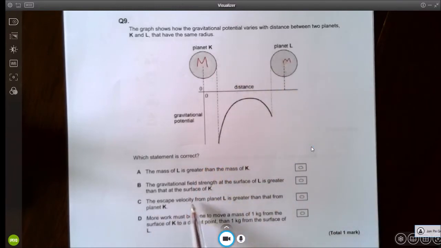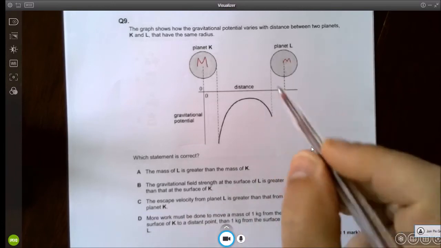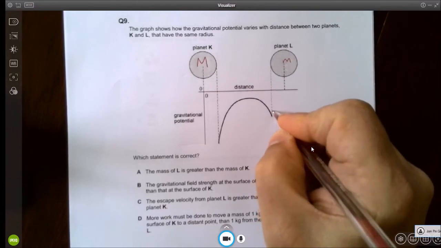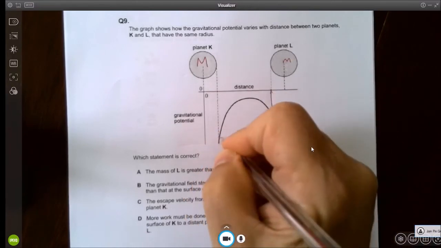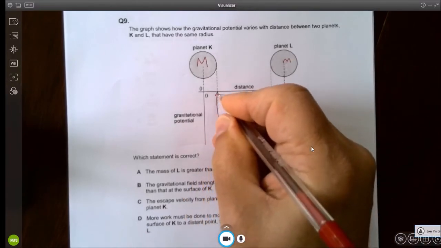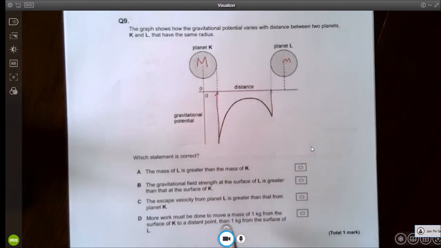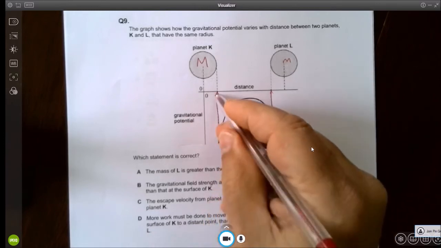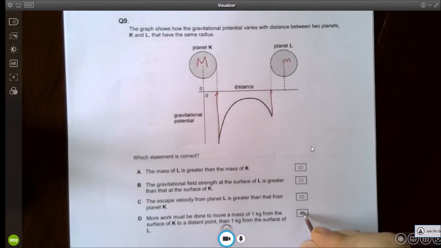The escape velocity from planet L is greater than that from planet K. Well, if you look, the escape velocity was to do with having enough energy to get you off the surface to infinity. So it's this amount of energy that you need. So it will be easier to get off L, so smaller. More work must be done to move a mass of 1 kilogram from the surface of K to a distance point. Well, that is what this is again, so D is the correct answer.